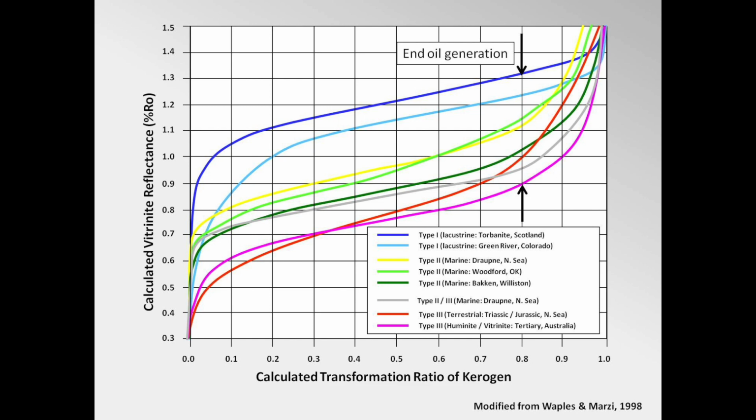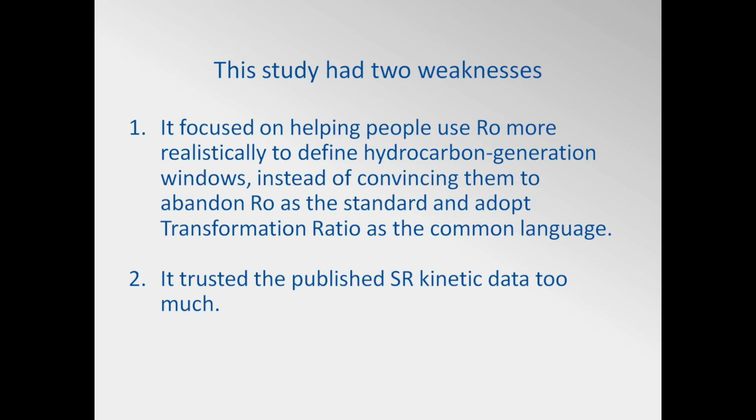of about 1.3%. Our original objective in writing this paper was to show people that you couldn't define the oil generation window using a standard set of vitrinite reflectance values that would apply to all kerogens. Instead, the vitrinite reflectance values at which oil generation began or peaked or ended would depend on the kerogen type.